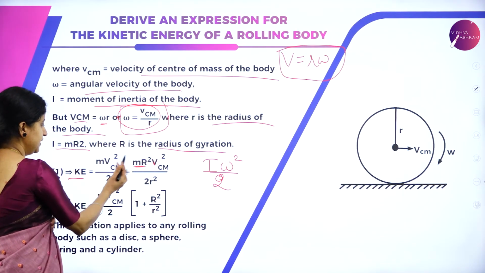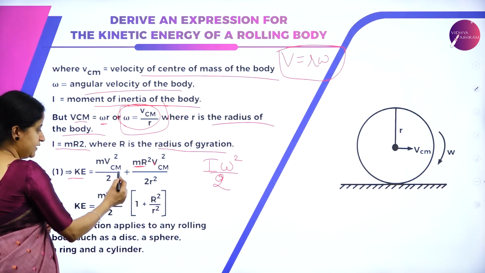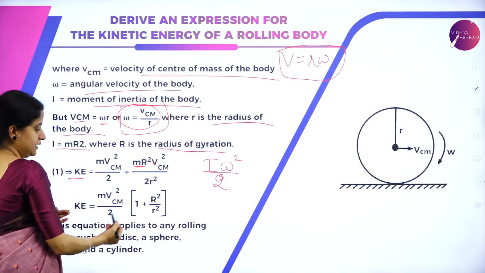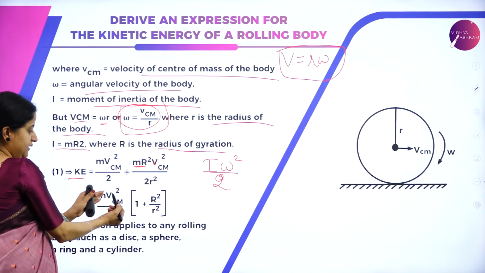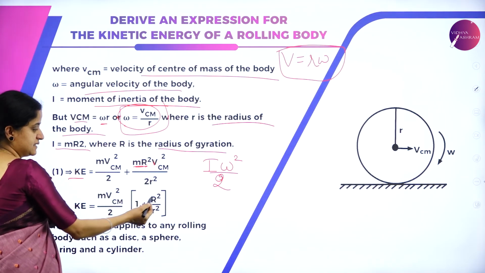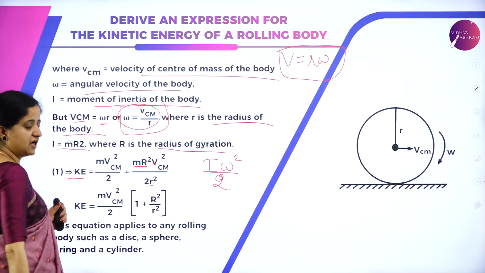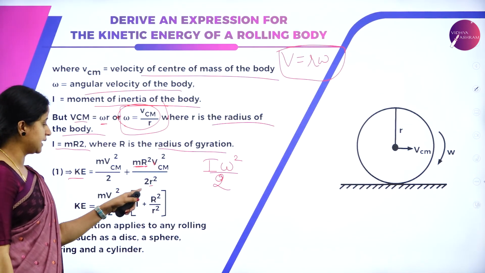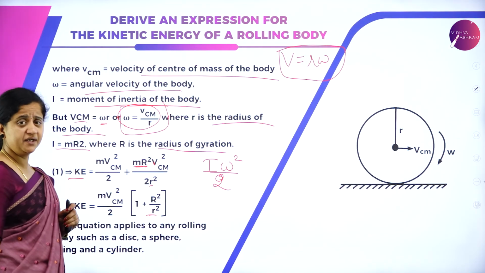Now from this, by taking m v_cm square by 2 common, what do we remain with? This entire term will come out and we get 1 here, plus the remaining terms: k square divided by R square in the denominator. So we get kinetic energy equal to half m v_cm square times 1 plus k square by R square.